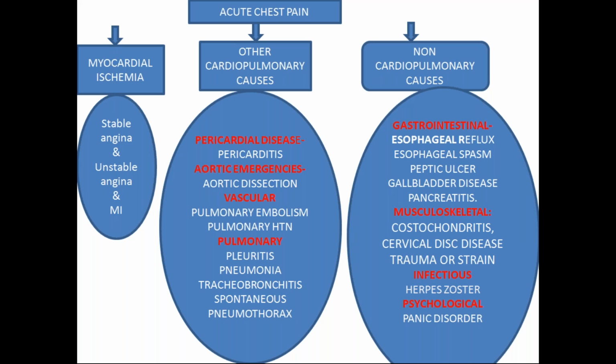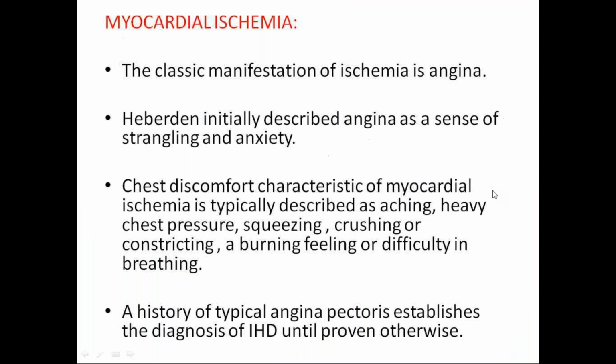In acute chest pain, the most dreaded complication, the most common presentation of myocardial ischemia, is chest pain. You will encounter these types: stable angina, unstable angina, and MI. In other cardiopulmonary causes, you will see pericarditis, aortic dissection, pulmonary embolism, pulmonary hypertension, and in lung, tracheobronchitis and spontaneous pneumothorax. Then GI causes, which we have discussed earlier, and in musculoskeletal, costochondritis and cervical rib. Infections such as herpes zoster and panic disorders psychologically.